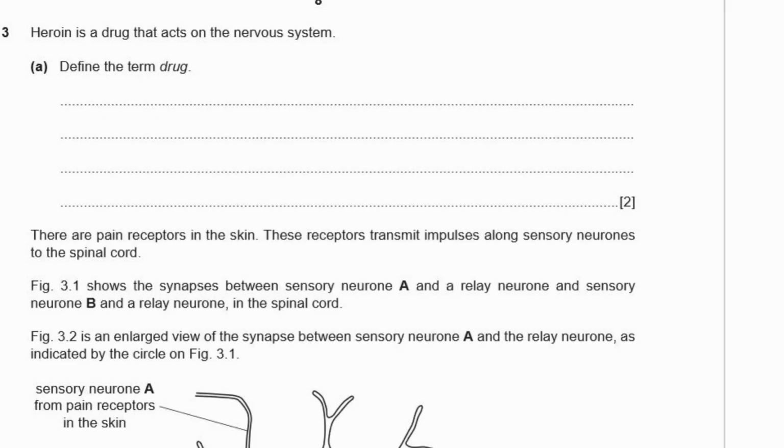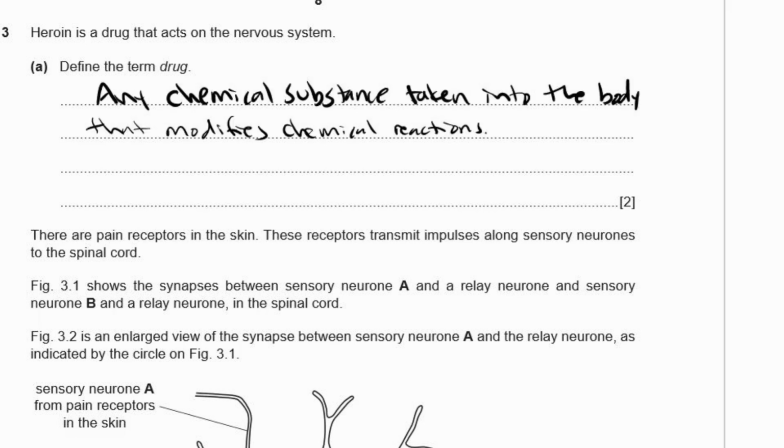Question 3. Heroin is a drug that acts on the nervous system. A. Define the term drug. So a drug is any chemical at all that you take into your body that modifies any chemical reactions that take place. So a drug is any chemical substance taken into the body that modifies chemical reactions. All right.